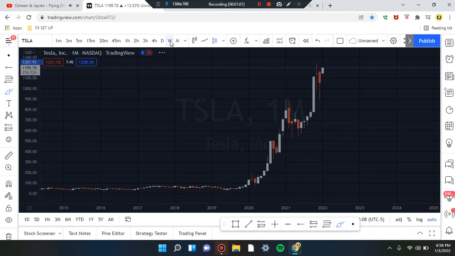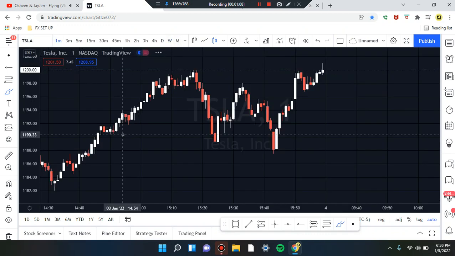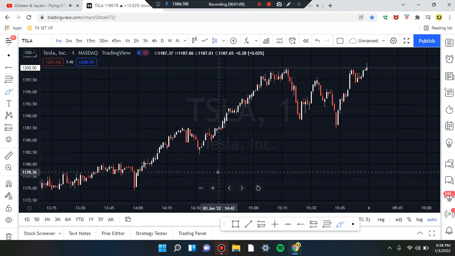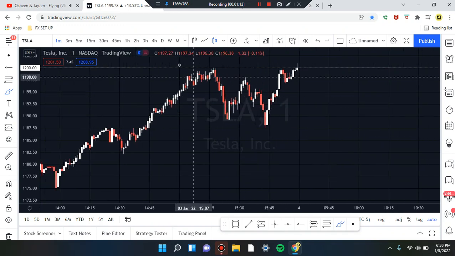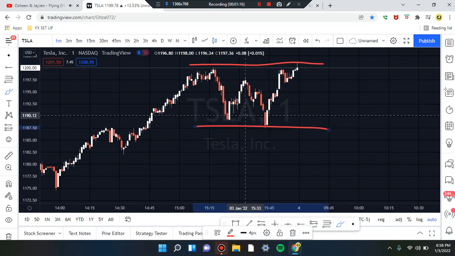Get down to the weekly time frame. Let's work our way backwards. Let's do a little something different. Tag the monthly, head down to 1 minute, and we work our way up. Structure sitting right in front of us, so we can see this structure. Market price: high is high, low is low.